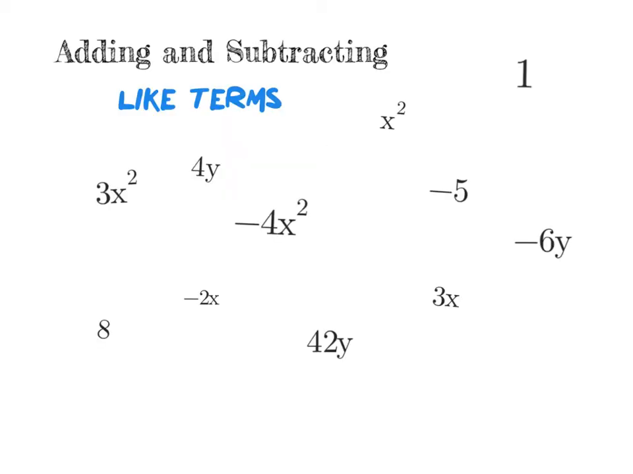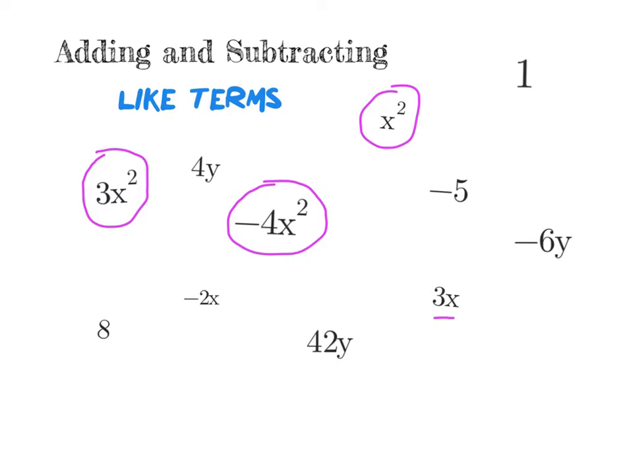Okay, so when we're adding and subtracting, we're all about like terms. And this is only for adding and subtracting. So like terms have the same variable or pronumeral, and that is a letter, and that has the same power. So if I look at the 3x squared, a like term could not be this 3x over here. That's because this x doesn't have a power of 2. So some of the like terms of 3x squared are the negative 4x squared and the x squared. They all have an x that is squared.